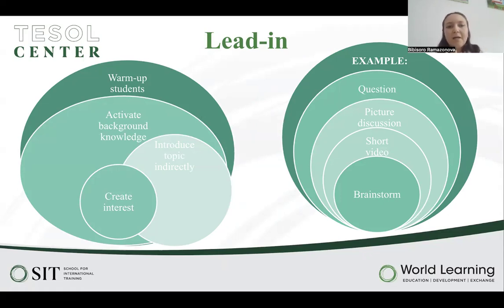Okay, leading, as you know, should be short. It should be about 3 or 5 minutes, but not more. For example, you can use picture discussions, short video, or by asking questions, you can brainstorm and clarify the topic of your lesson.